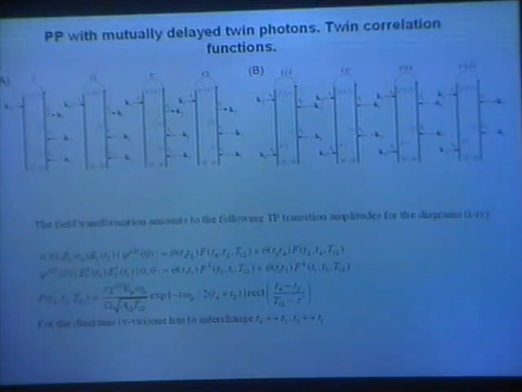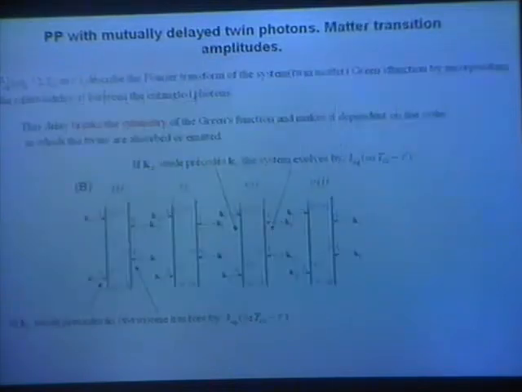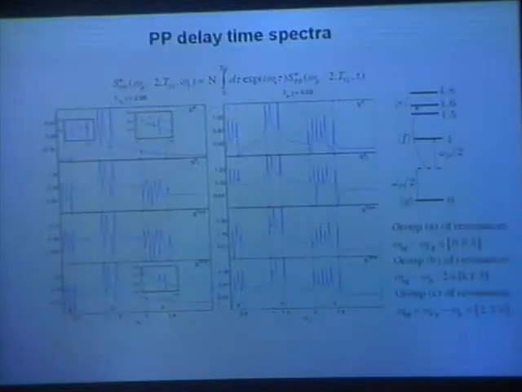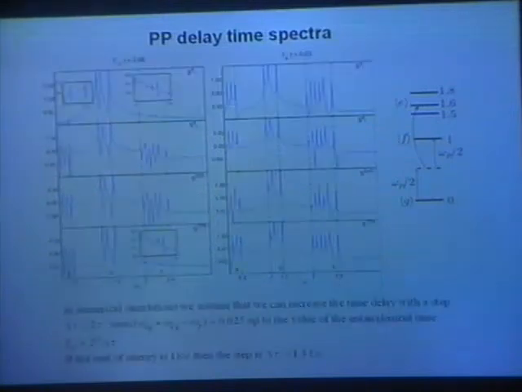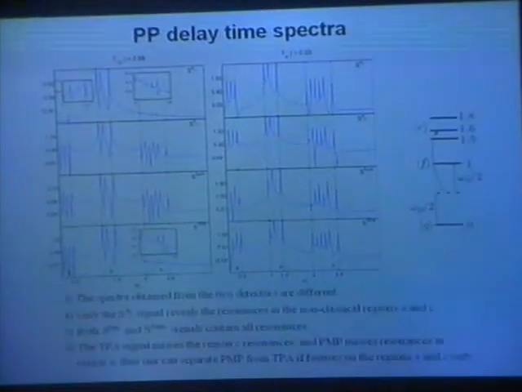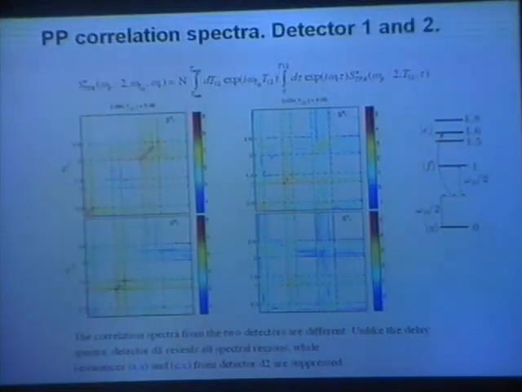So if I calculate the signal, I can get now spectra as a function of the Fourier transform with respect to the delay time, and again it will show me these various resonances. Now I can also combine the two. I can do a two-dimensional spectrum where this axis will be the Fourier transform with respect to tau, and this will be the Fourier transform with respect to T.